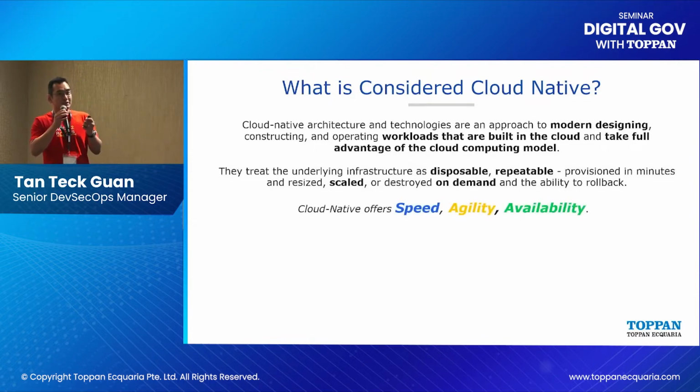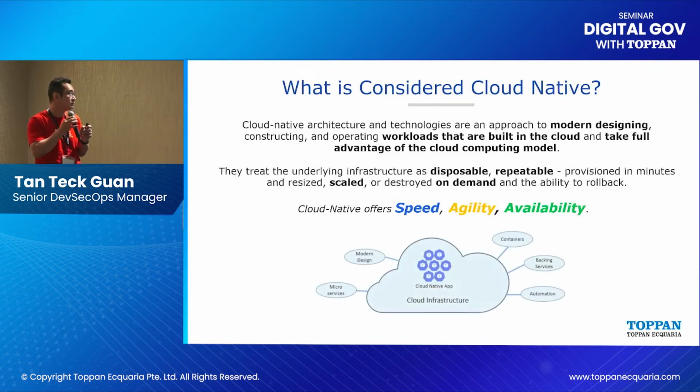But if you break it down easily into three keywords, cloud native offers speed, agility, and availability. If you ask me, in fact, if I move my workload to the cloud, it's already offering speed, agility, availability. Cloud native will take you a step further, taking more advantage of this speed, agility and availability on top of what the cloud has already offered you.